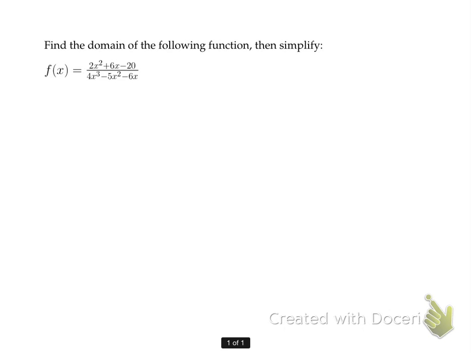So we're trying to find the domain of the function f of x equals 2x squared plus 6x minus 20 over 4x cubed minus 5x squared minus 6x. And after we find the domain of the function, we're supposed to simplify. So first I'm going to factor everything, because it's kind of tough to know what you're doing until you've factored.